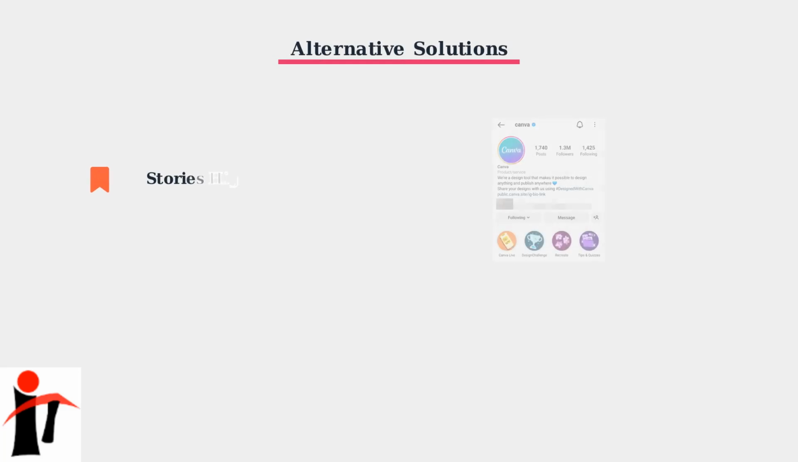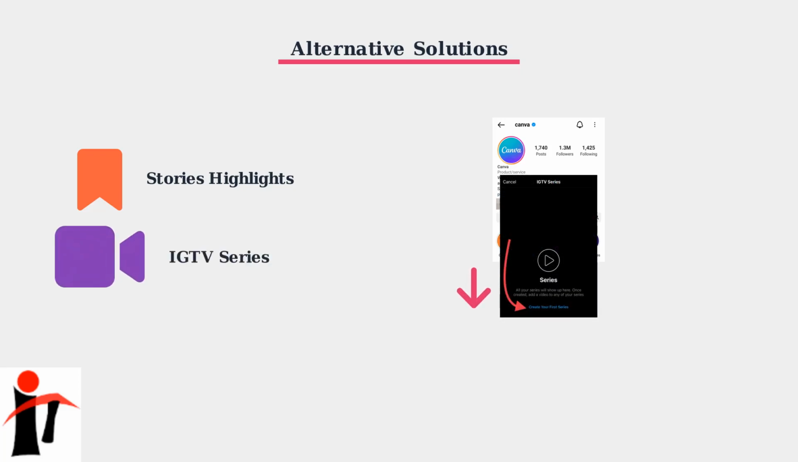While waiting for broadcast channel access, you can use alternative Instagram features to maintain direct communication with your audience. Instagram Stories highlights provide a permanent way to share important announcements and updates with your followers. Create dedicated highlight categories for different types of content. IGTV series offer another excellent alternative for regular content updates. You can create themed series that your audience can easily follow and engage with over time.